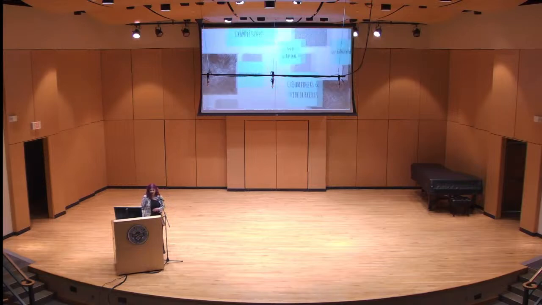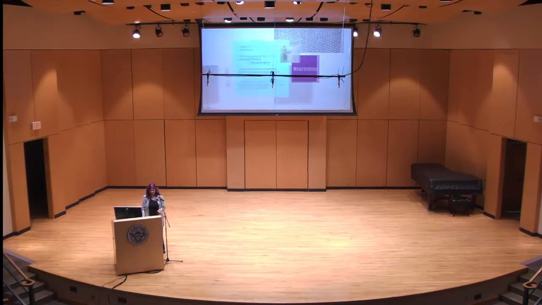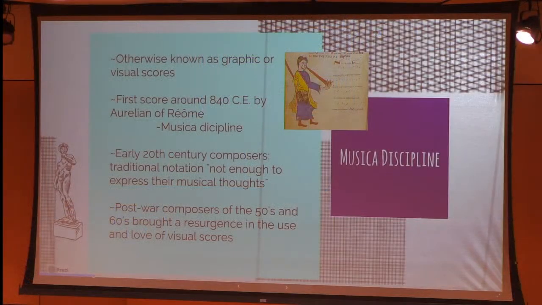So next, we're going to talk about graphic notation. Graphic notation is otherwise known as graphic or visual scores. It could be called either. This includes music that is represented by visual symbols and textures and different shapes that are different from the traditional musical notation that we see on the staff with our normal notes. It essentially gives the person the ability to describe exactly how they're feeling in a simpler way.